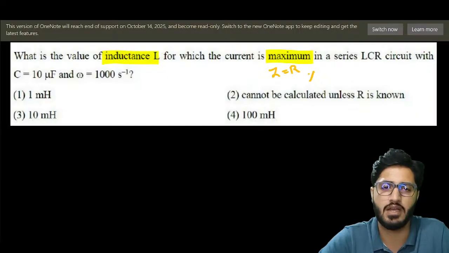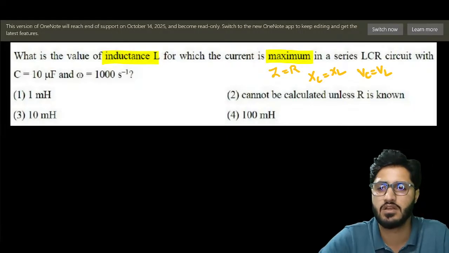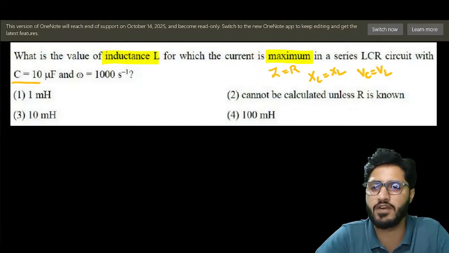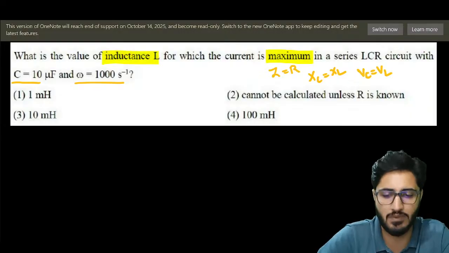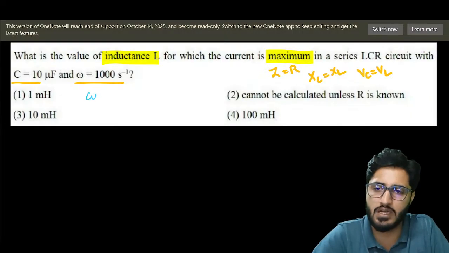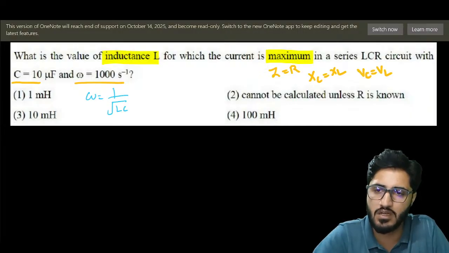Okay, and my XC equals XL, my VC equals VL. And C equals 10 microfarad, omega is 1000. But the current needs to be maximum, that means omega equals 1 divided by under root of LC. Done. So omega is 1000. I can write 1000 equals 1 divided by root L.